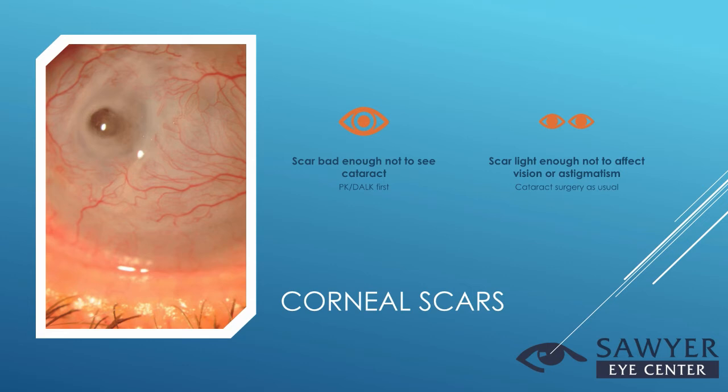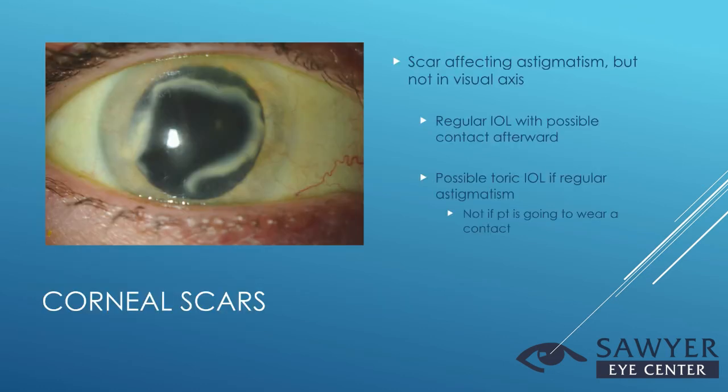If the scar is light enough not to affect the vision or astigmatism, then you don't even really have to worry about it and just do your cataract surgery as usual. And this is by far the majority of scars. We see foreign body scars all the time. But we really want to talk about the in-between scars, scars that are just all over the map on how they're affecting the vision. Scars, they're just like any other trauma. You take what you get.